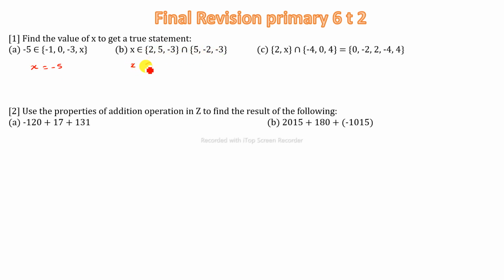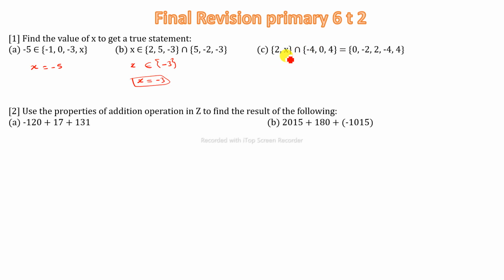Letter B: x belongs to the set 2, 5, negative 3 intersection the set 5, negative 2, negative 3. What does this mean? That x belongs to the intersection of the two sets. And what are the common elements between the two sets? The common element is negative 3. That means x belongs to the set negative 3. x is equal to negative 3.